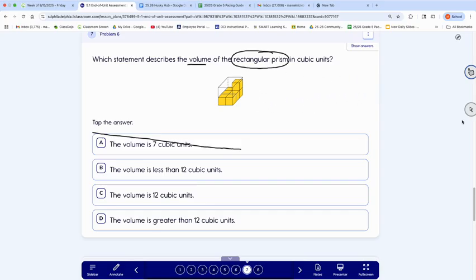For example, there are 2 units along the length, 3 along the width, and 2 along the height. If I use the formula length times width times height, I can see that I can fit 12 cubic units in the prism. I know that the volume must be at least 12 cubic units, not less than, since 12 can fit. But I also see a gap at the top, which means that while 12 do fit, that is not the exact volume because 12 cubes do not fill the prism completely. The volume, therefore, is greater than 12 cubic units.